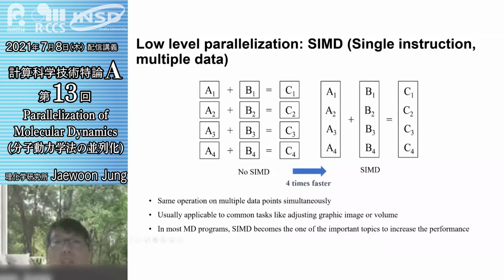But if we apply SIMD, then A1, A2, A3, A4 are considered just as one element, and B1 to B4 are also identified as one. And you can obtain C1 to C4 with just one addition. And in fact, in most MD programs, SIMD becomes one of the most important topics to increase the performance.